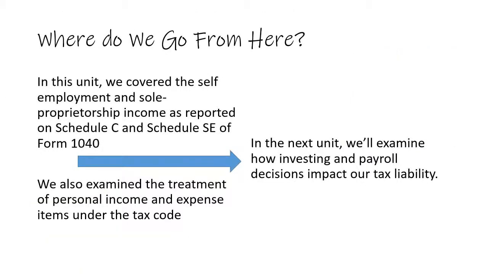In this unit, we covered the self-employment and sole proprietorship income that gets reported on Schedule C and Schedule SE of Form 1040. In Chapter 17, we examined the treatment of personal income and expense items under the tax code. As we finish up our unit on individual taxation, we'll examine how investing, payroll, and retirement decisions impact our overall tax liability.